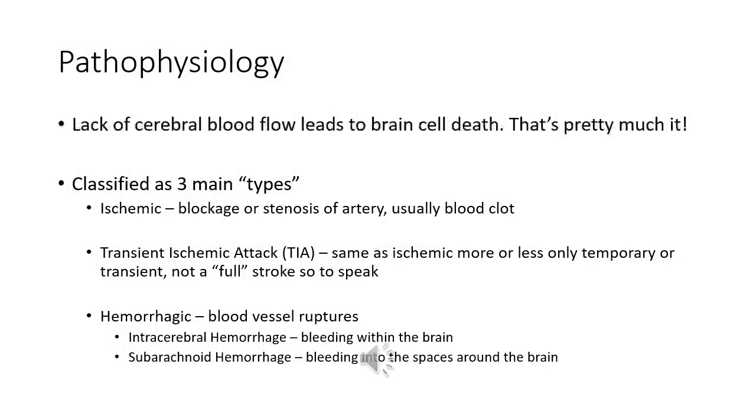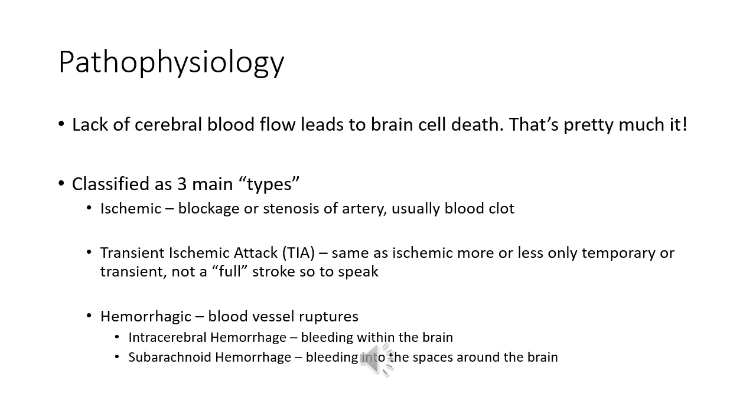The pathophysiology for strokes is really pretty simple. There's just a lack of cerebral blood flow to tissue in the brain, and that leads to brain cell death. That's the pathophysiology. It's very simple, but there are some key differences to discuss between the different types of strokes. We classify them into 3 main types. In truth, there's really only 2, but we do still classify them as 3 separate types.